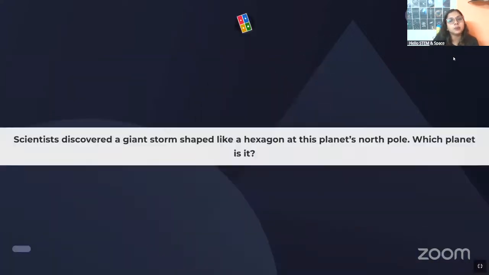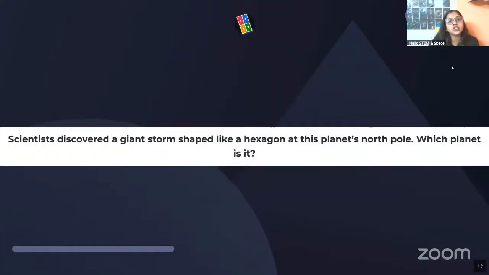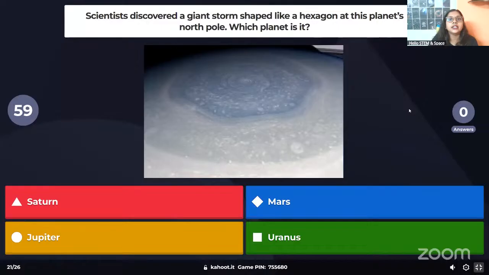It's for double points. Scientists discovered a giant storm shaped like a hexagon at this planet's north pole. Which planet is this? I'm not showing the picture of the entire planet, but this is a storm going on at the north pole of this particular planet. Which planet is this? Is it Saturn? Is it Mars? Is it Jupiter? Or is it Uranus?